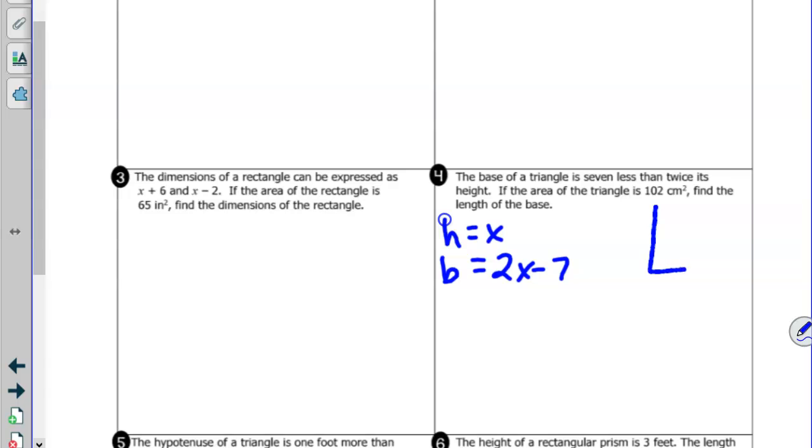This is number 4. We have our height is x, our base is 2x minus 7. If the area of the triangle is 102 centimeters squared, what is the area formula for a triangle? There we go. Alright, so now what do I do? What do I plug in? Yeah, so what would I write?